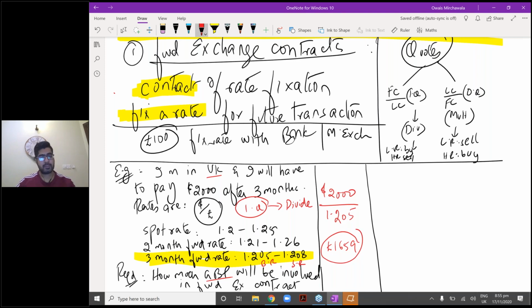You have to pay 2000. How much pounds will be involved? Just convert it into pounds by multiplying or dividing. Dividing, it's an indirect quote. Payment means we have to enter into a buying contract, use the buying rate, that's it. Improve it further. Another example, then you can copy.